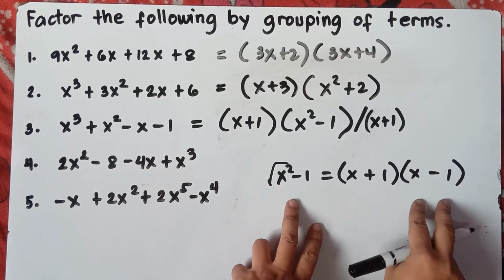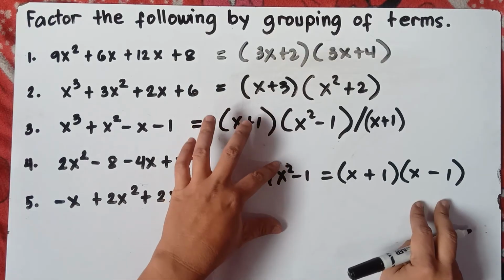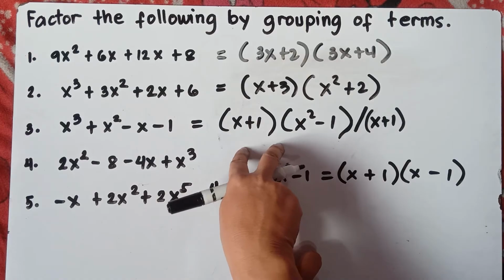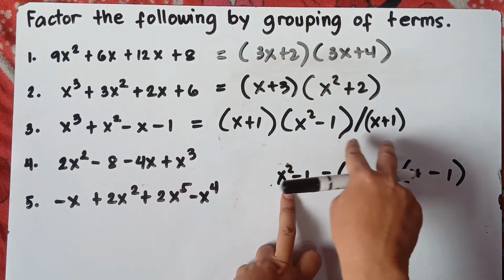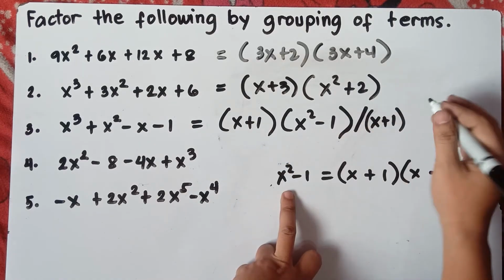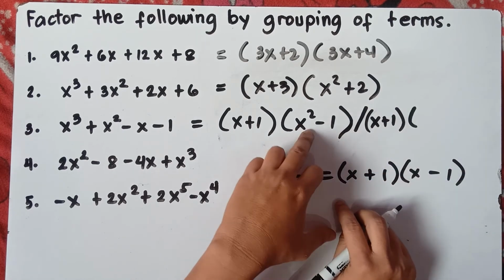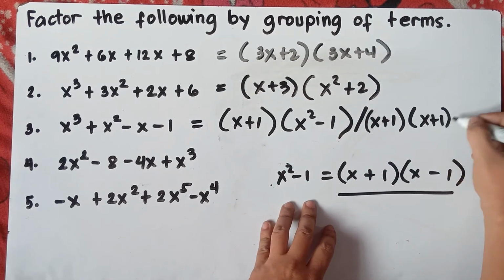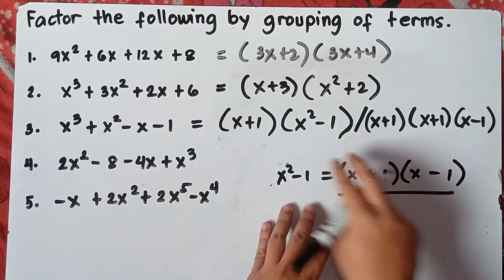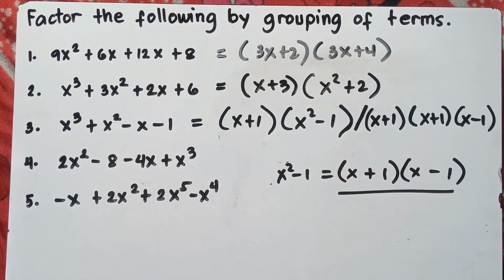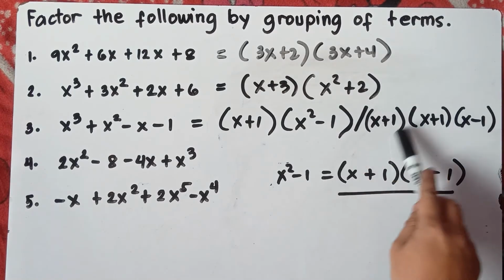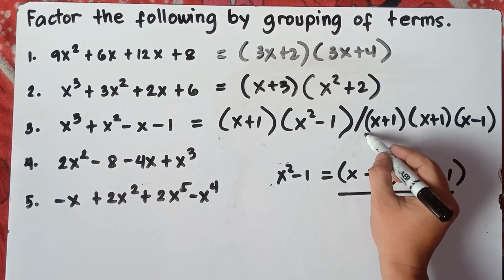If you multiply this one using the FOIL method, you will get the same answer. So our answer, class, will be x plus 1 times this quantity. Or we can have two factors, class: x squared minus 1 as one, or x plus 1 and x minus 1. So you can have these two answers, class. It depends on your teacher. But actually, class, if you can still factor this out, you need to factor this out. This will be our final answer, class.